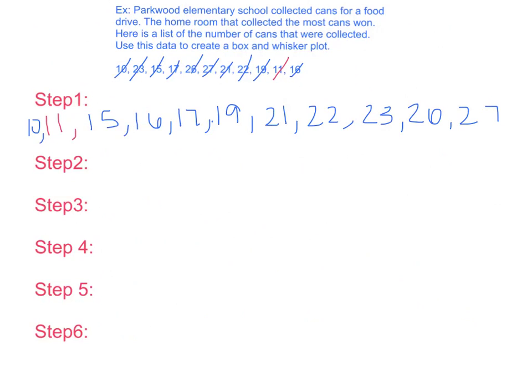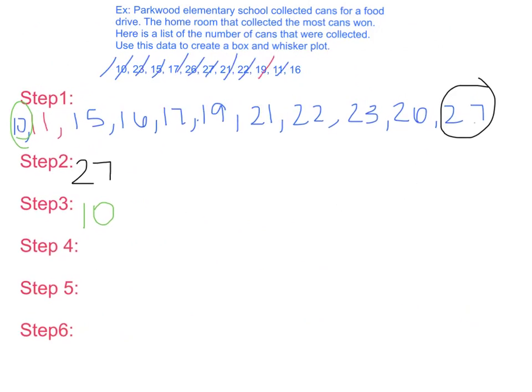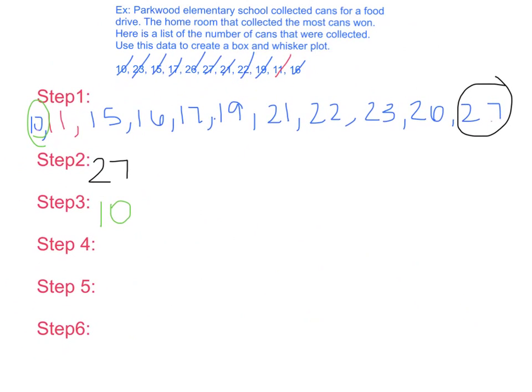Step 2 is to find the upper extreme. Your upper extreme is going to be your highest number, so that's going to be 27. Your lower extreme is going to be the smallest number, which is going to be 10. Then we are going to find the median. The median is going to be your middle number, so the one that is in the very center. So if all you're doing is counting in until you get to the number that's in the middle. So we have 10, this one, and our very middle number is going to be 19.